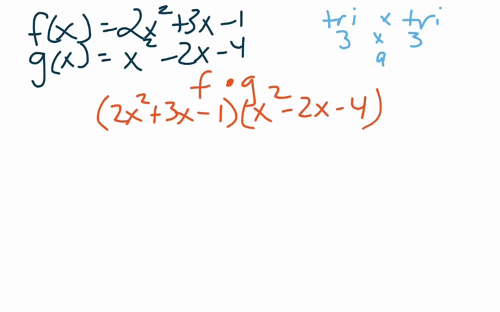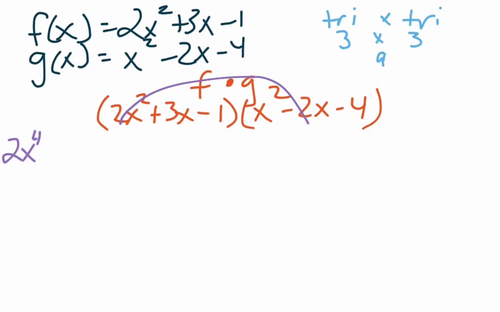So let's go ahead. I'm not going to draw the arrows in because it's just going to get too cluttered. But we're going to take 2x squared and distribute it through the other parentheses. So we're going to do 2x squared times x squared, 2x squared times negative 2x, and 2x squared times negative 4. Not anything you haven't done before, but maybe a little messier or longer. 2x squared times x squared would be 2x to the 4th, because when you multiply like bases, you add the exponents, and 2 plus 2 is 4.